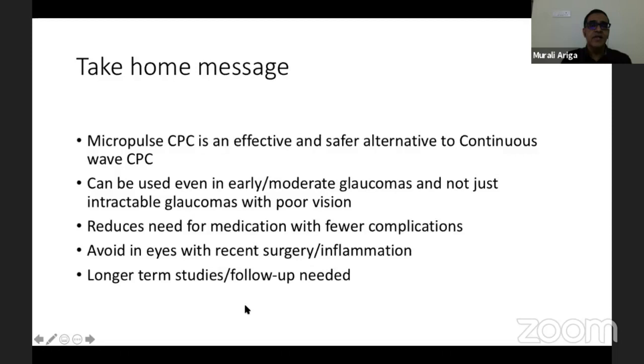But we definitely need longer-term studies and follow-up to look at the worrying aspect of vision loss and other complications which can happen. We need to wait and see the long-term outcome of these patients, how many of them need retreatment, and how long the IOP lowering lasts. Thank you all. My sincere thanks to the German Ophthalmic Association for having me here and letting me talk on this topic. Thank you very much.